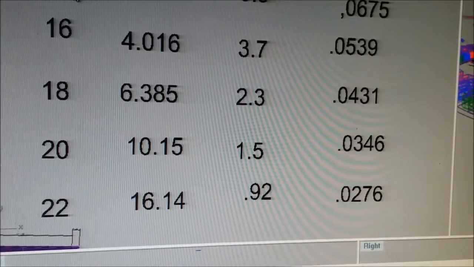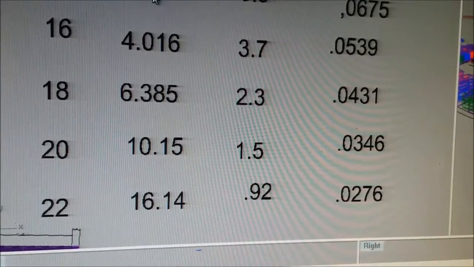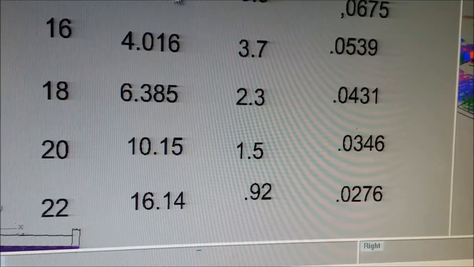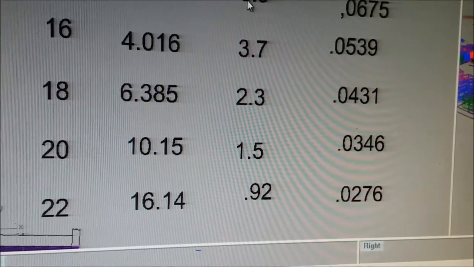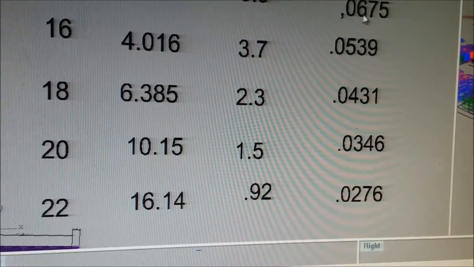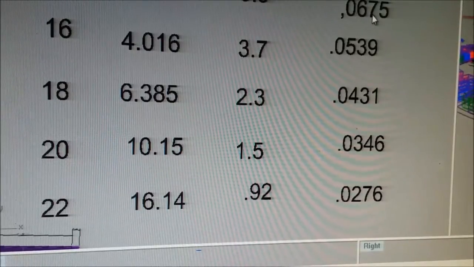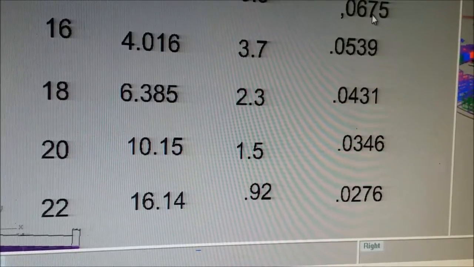So, 14. The resistance for 1,000 feet of wire is 2.525 ohms. A number 14 wire will carry 5.9 amps. Another important number, amps. And this is the diameter of number 14 wire. 62 thousandths would be a 16th of an inch, so it's bigger than a 16th.